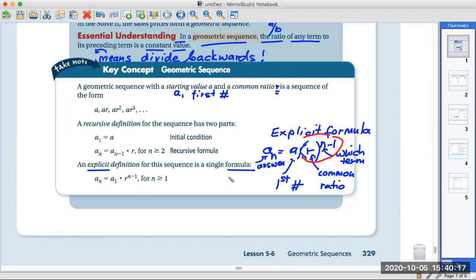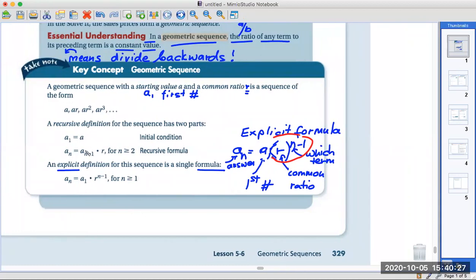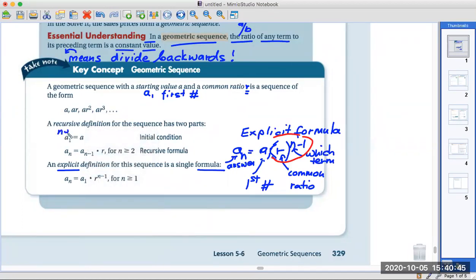There. Okay. So this should be enough information. The recursive formula helps you find the next term. All that means is that you take the previous term, if you're really interested in this, a sub n minus 1 means the previous term, and you multiply it by the common ratio to get the next term. So the recursive formula helps you find the next term, and the explicit formula helps you find any term in the sequence.